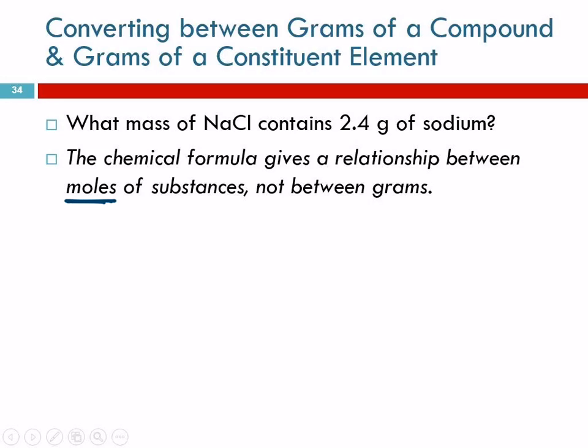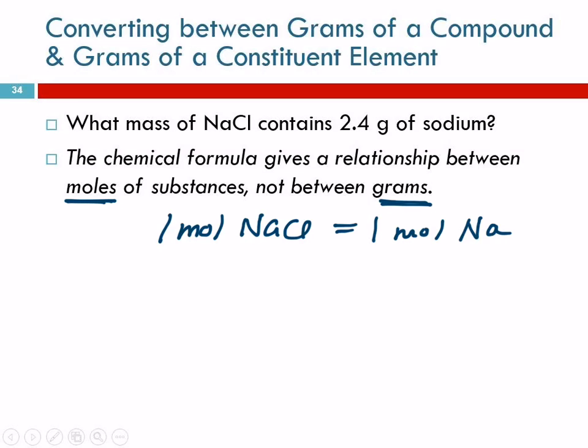We need to remember that the chemical formula gives relationships between moles of substances, not between grams. This does not tell us that 1 gram of sodium chloride has 1 gram of sodium in it. It tells us that 1 mole of sodium chloride has 1 mole of sodium in it. So looking at the formula, we see that 1 mole of NaCl is equal to 1 mole of sodium. Everybody okay with that?